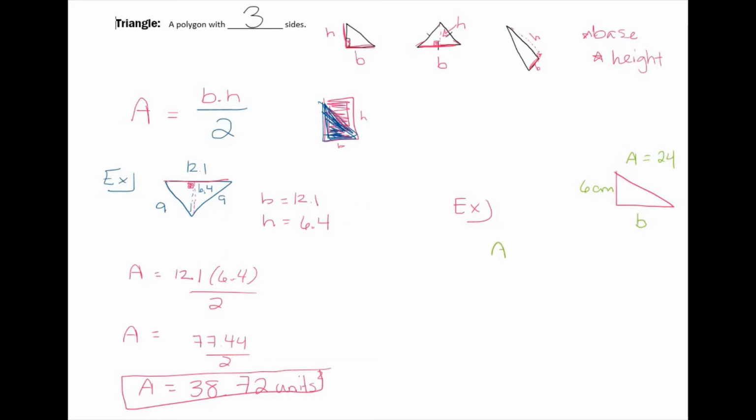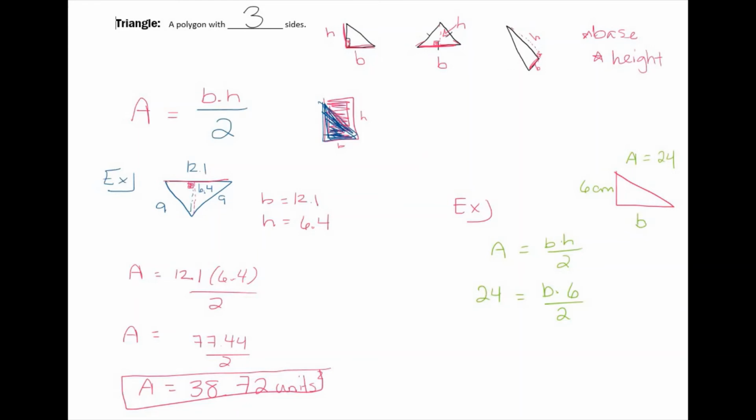So I want you to start with the formula. Area is equal to base times the height divided by 2. Plug in what you know. You know that the area is 24. You know that we don't know the base, but I do know that the height is 6. Then I can divide that by 2.